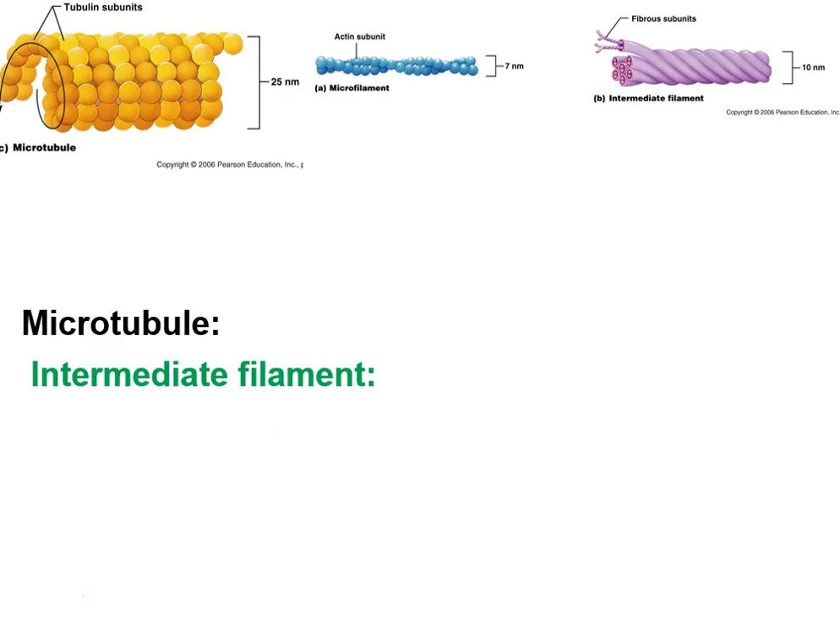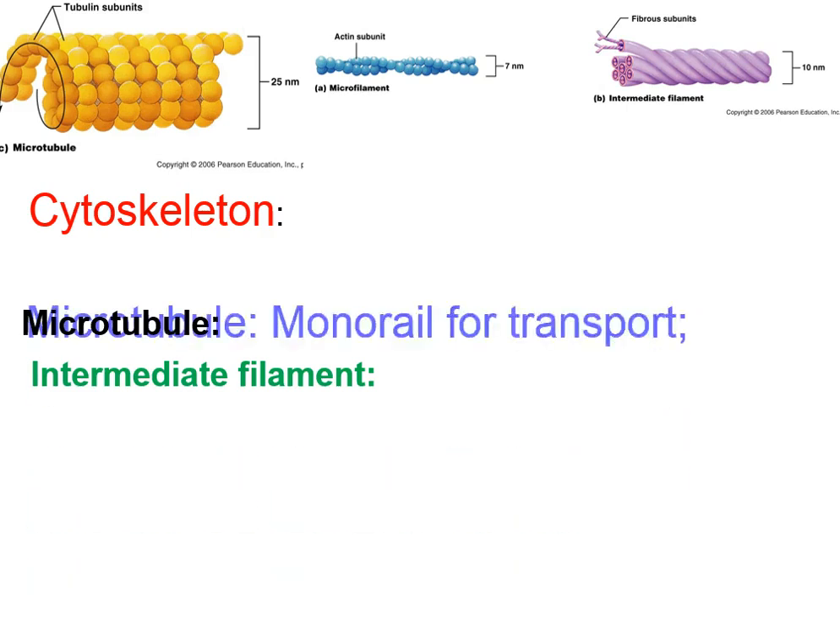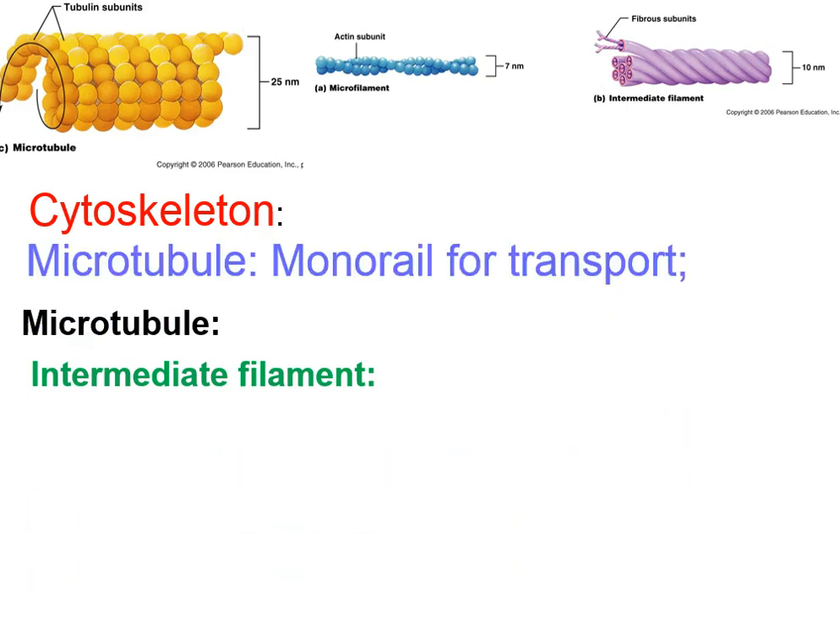So inside of your cell you have a cytoskeleton, a skeleton of the cell, and this is made of microtubules, microfilaments, and intermediate filaments. So this is the cytoskeleton. Microtubules are the largest. They form like a monorail system for transport in the cell. When that vesicle is released by the Golgi apparatus, how is it going to travel to the other side of the cell? Well, it's probably going to travel on a monorail microtubule, kind of like a one-track railroad.